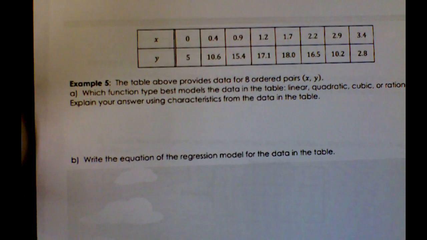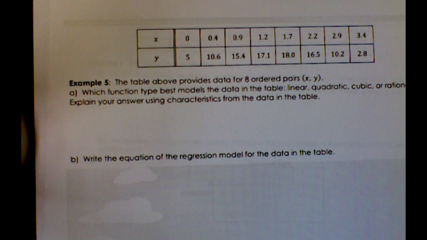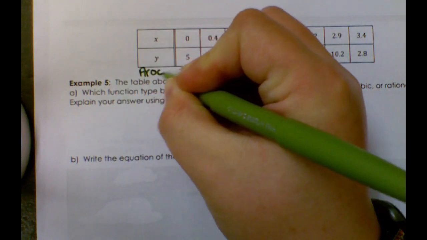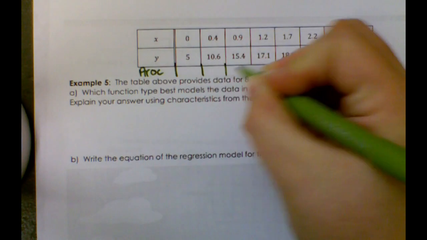All right, the table above provides data for 8 ordered pairs, x, y. Which function type best models the data in the table: linear, quadratic, cubic, or rational? And we're going to talk about this based on the characteristics of the data. So when you're asked what type of function best models some data, you want to start by finding the average rates of change on each interval.